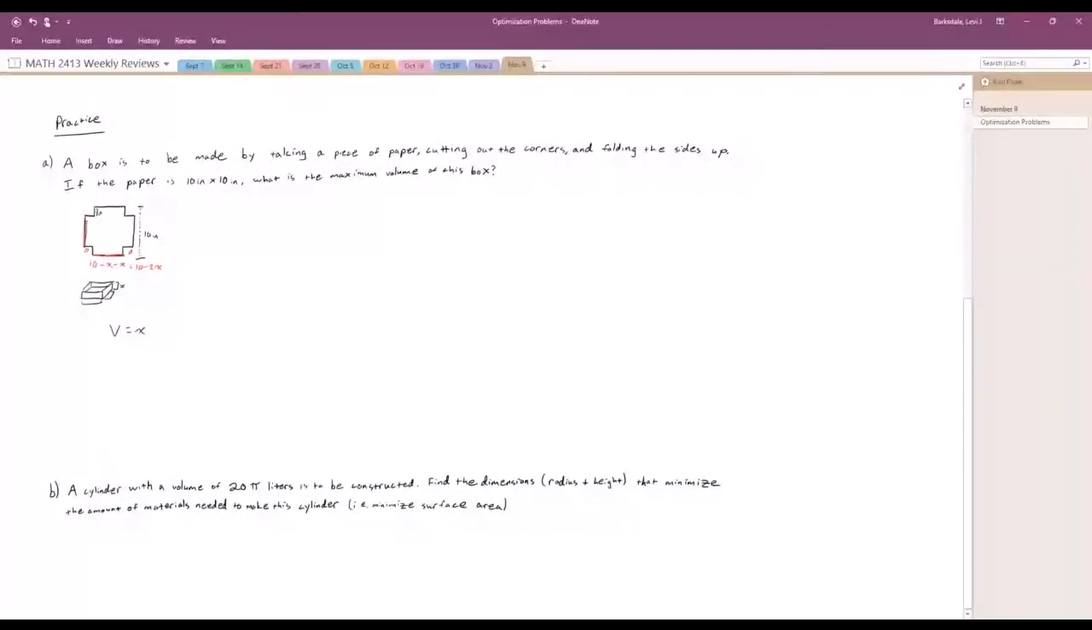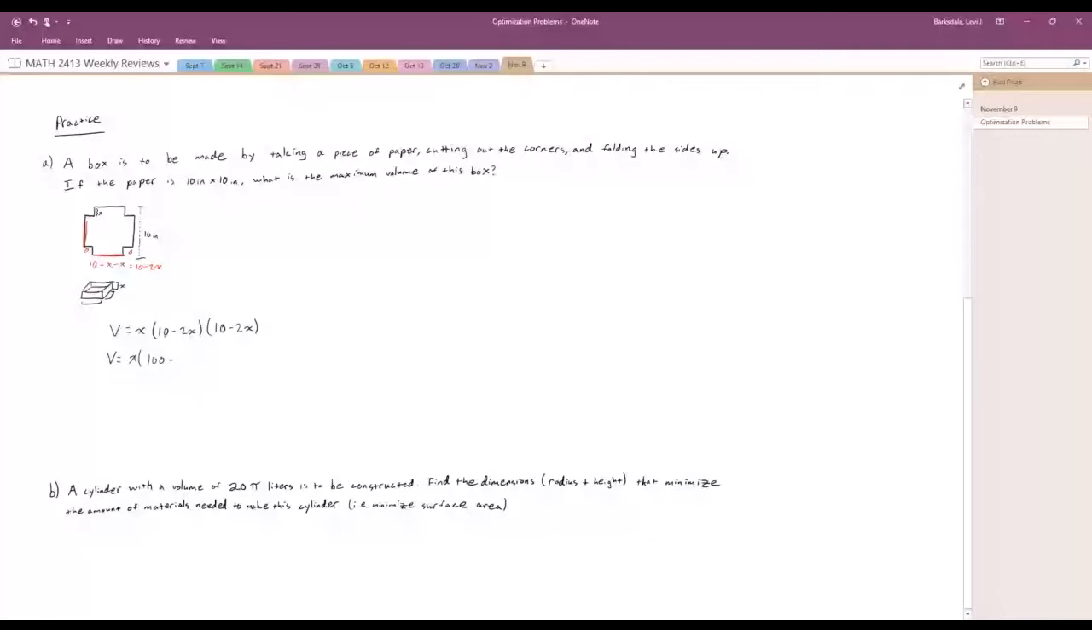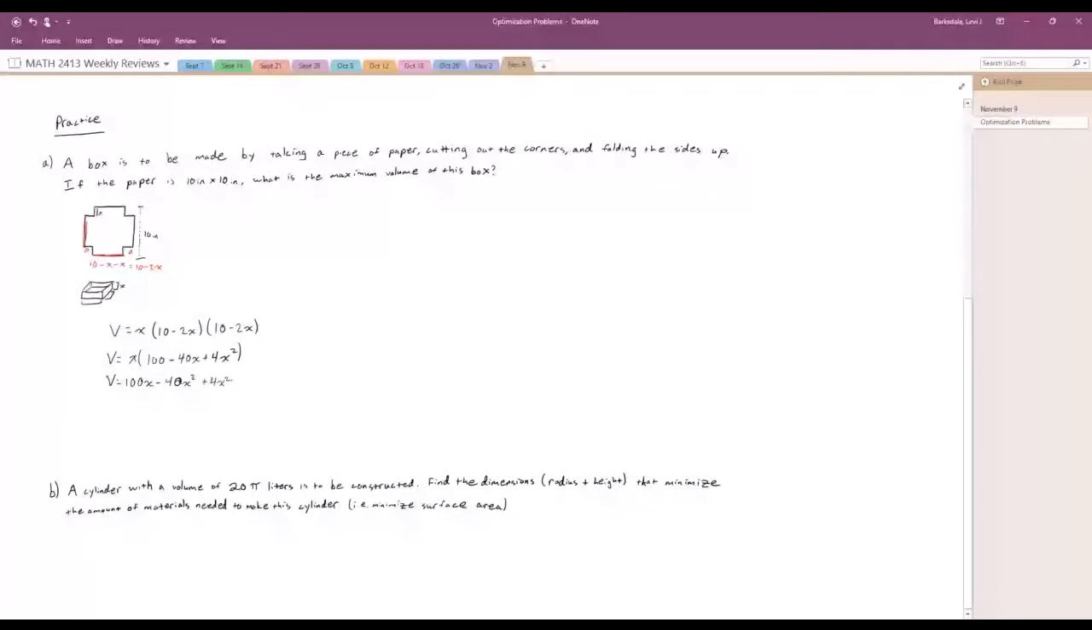So our total volume would be x times 10 minus 2x for the length times 10 minus 2x for the width. Now if I distribute all this out, I get x times 100 minus 10 times 2x is 20x, 10 times 2x is another 20x, so minus 40x, plus 4x squared. So my volume is then 100x minus 40x squared plus 4x squared. Okay?